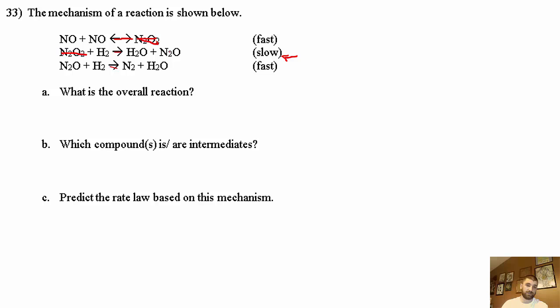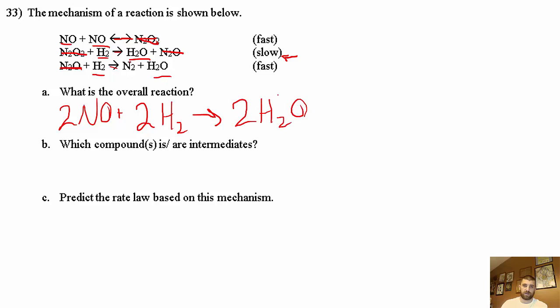Well, in the second step, N2O is made, and in the third step, N2O is used. So what are we left with? Anything else cancel out? Nope. So we're left with 2 NOs and 2 H2s, giving us 2 H2Os and just 1 N2. So that is our overall reaction.